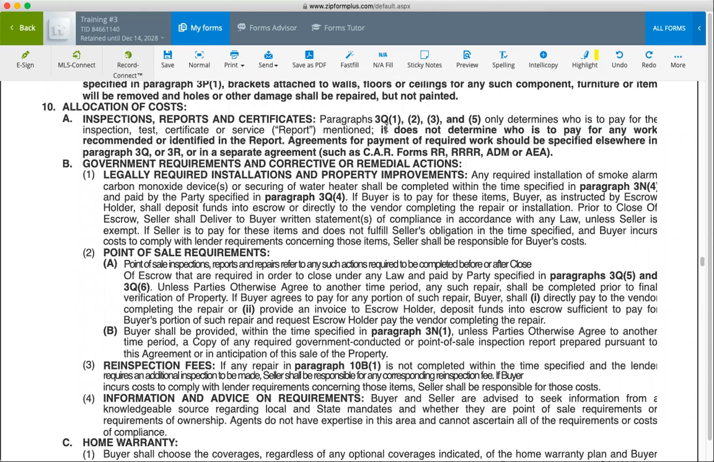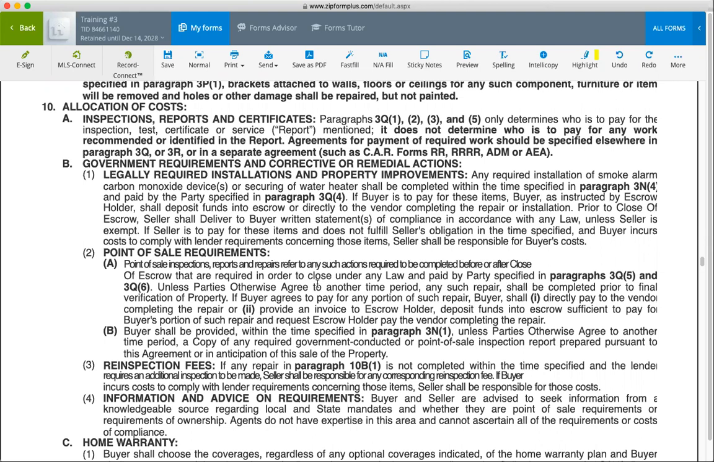It refers back to the grid here, 3Q, 1, 2, 3, and 5 only determines who is to pay for the tests. Does not determine who's to pay for any work recommended by those reports. Those will be covered in the RR, the request for repairs, or the RRR, or an ADM, or an AEA. So it makes it clear that those prior paragraphs are just talking about the cost of getting the report, not to remedy any problems found in the reports.